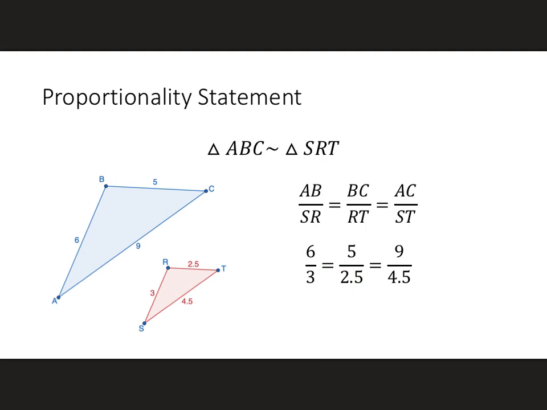Now we can reduce these fractions to see if we have a common scale factor. 6 over 3 reduces to 2 over 1. 5 over 2.5 also reduces to 2 over 1. And 9 over 4.5 also reduces to 2 over 1. Since each of these fractions reduces to the same value, we are sure that we have a true similarity statement. The value that each of these fractions reduces to is called the scale factor.